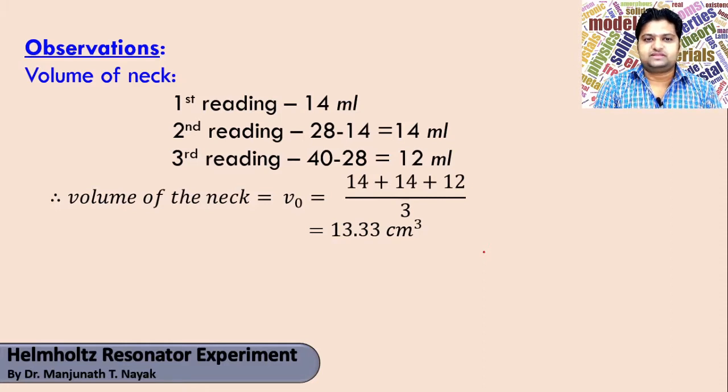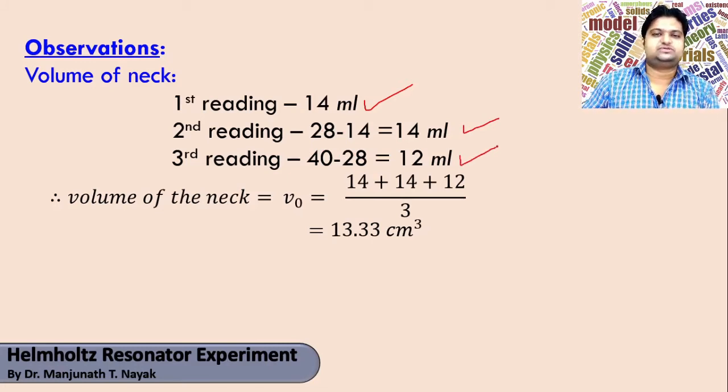So volume of the neck, there were three readings that we took. First volume that we got was 14 ml. Afterwards we added more water up to the brim of the neck. Again we got 14 ml. And on the third reading, something happened because of which we got 12 ml. I'm just taking those readings which we got from the experiment. Always remember, be careful about these things. Maybe you could have even taken a fourth reading and seen that it came around 14 ml.